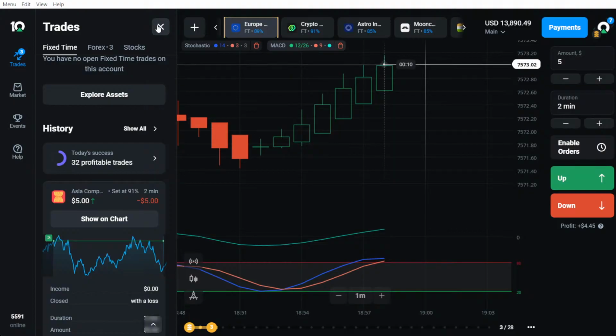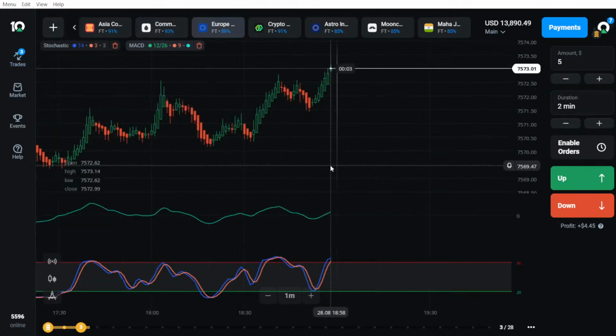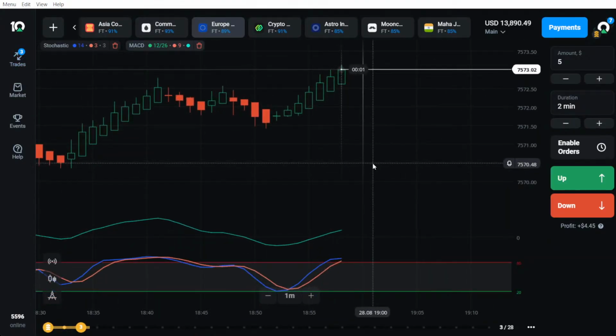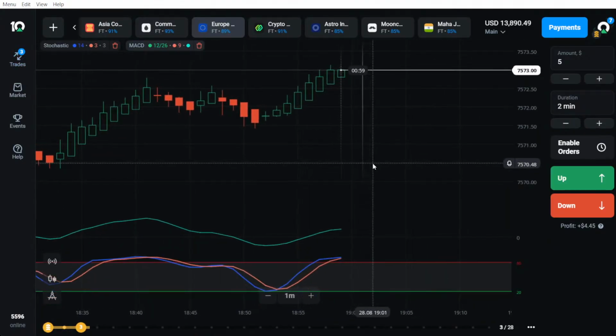Okay, so I'll talk about money management with an example. Just suppose I have made a deposit of $100 in my account. Now I want to make some profit. Of course, everybody wants to make a profit.